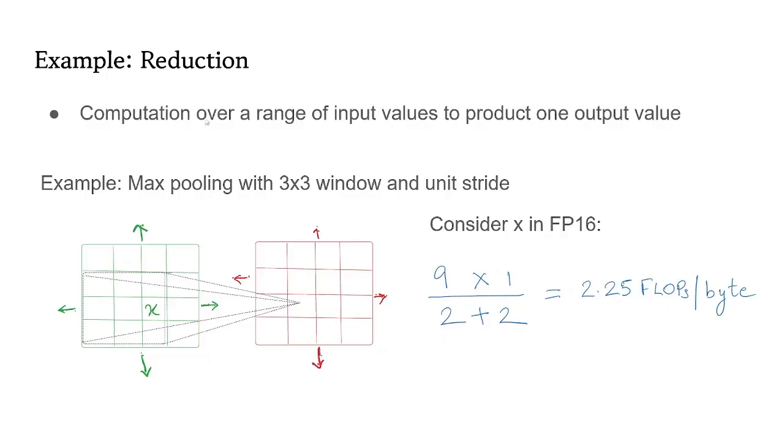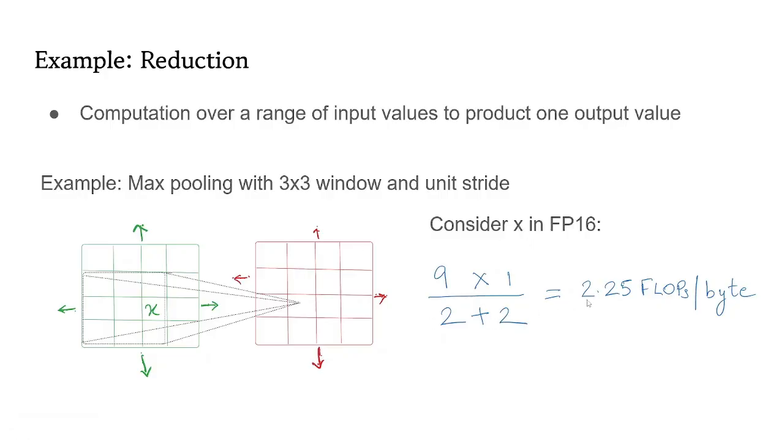Another class of operations which occur in neural networks are what we call reductions. So they operate over a range of input values to return one output value. An example is the max pooling operation. So here I am doing max pooling on a 3x3 window with unit stride. As a result, my input and output will have the same dimensions. Let's look at one particular 3x3 window over which max pooling will happen. So the operation will compare all these nine values, return the max of that, and place it in this particular output coordinate.